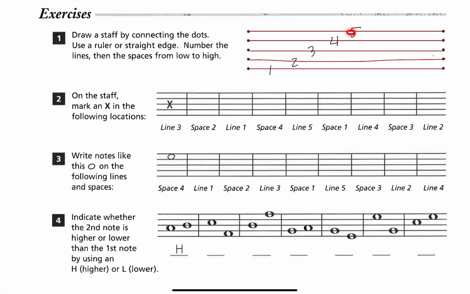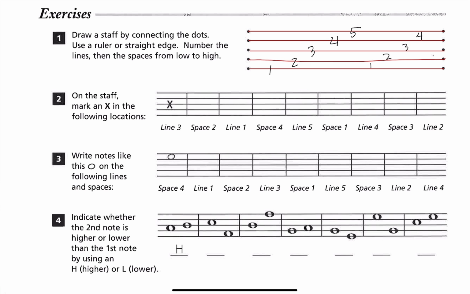Notice that I draw it so that the line is going through the number. That lets us know that that is actually numbering the line. Then in our spaces, we're going to have 1, 2, 3, 4. And the number is in between the lines because it is in the space. That is just like our notes are going to be here in just a moment.